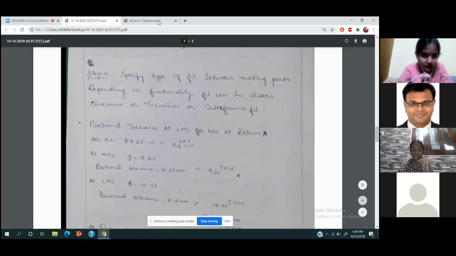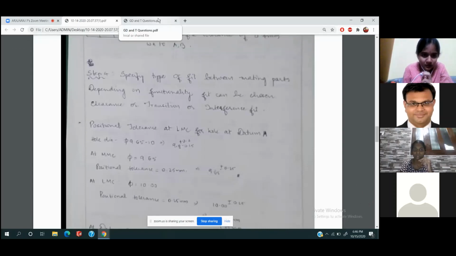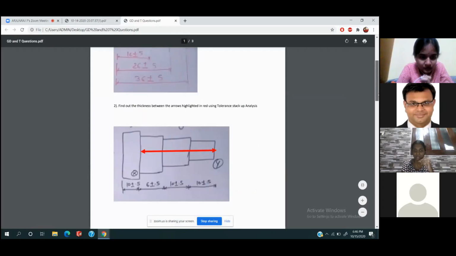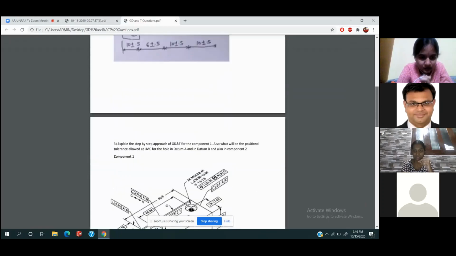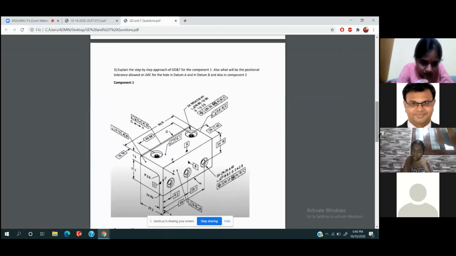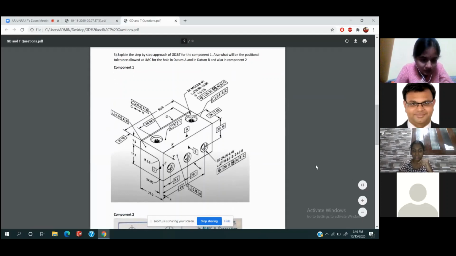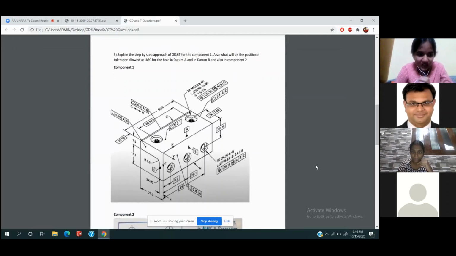Tolerance fit is also there. This is a single component, sir, so we could not mention any fits for it. As a general step in GD&T, we said that the type of fit between mating parts can also be specified.